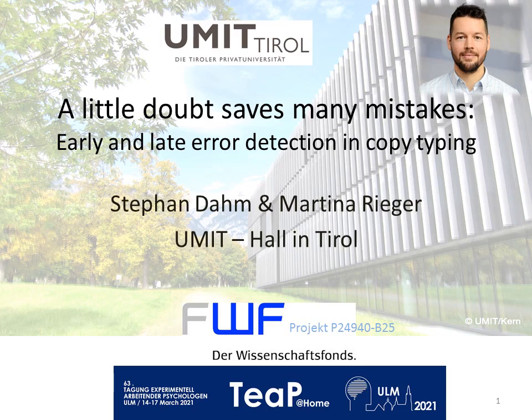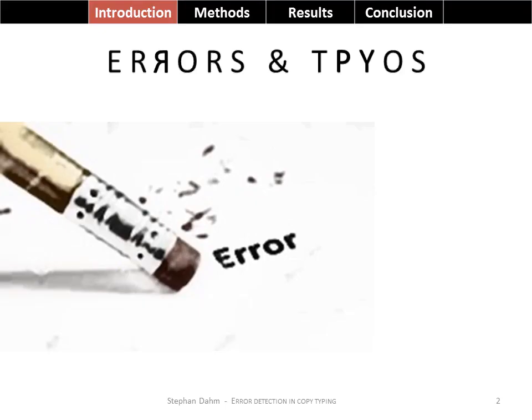Today I'm going to present you data about error detection in copy typing and which mechanisms are used for error detection and action execution. In motor execution, errors are an undesirable but common phenomenon. Although errors occur quite often, they are not always detected. For example, did you immediately find the two typos in the header? In the present study we investigated how errors are detected.